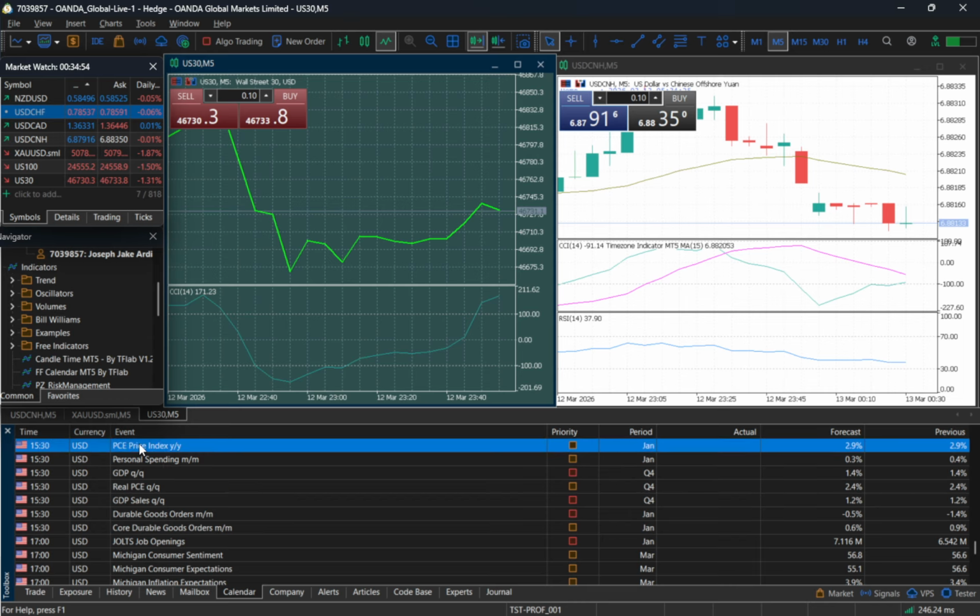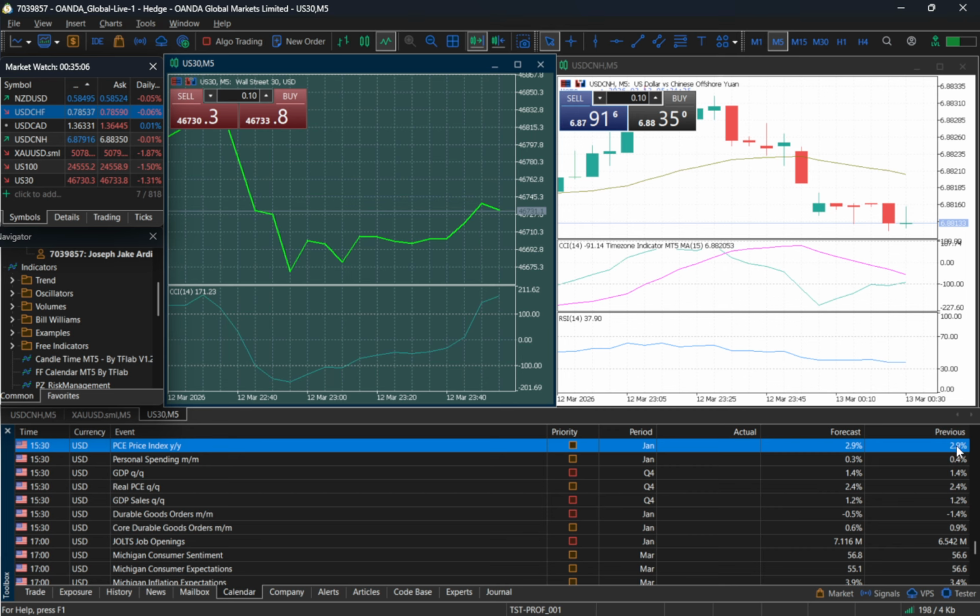Time tells you exactly when the data will be released. Country shows who is publishing it. Event names the indicator, such as CPI, GDP, or employment reports. Current shows the latest released figure. Forecast is the market's expectation, and previous is the last published value.